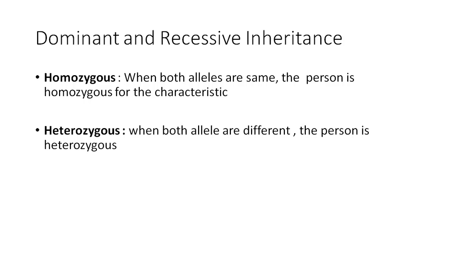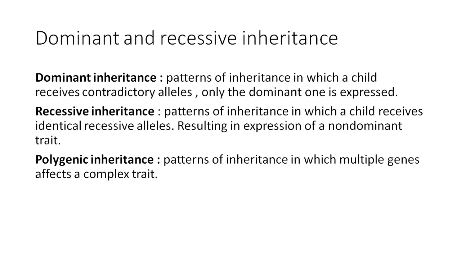In dominant inheritance, when a person is heterozygous for a particular trait, the dominant allele governs. In other words, when an offspring receives two contradictory alleles for a trait, only one of them, the dominant, will be expressed.